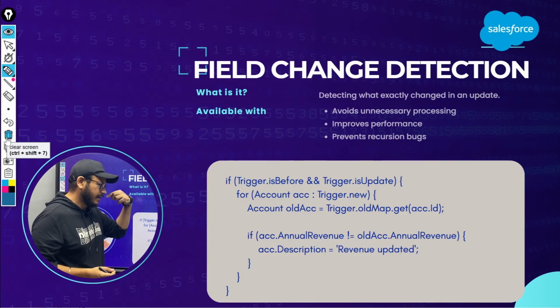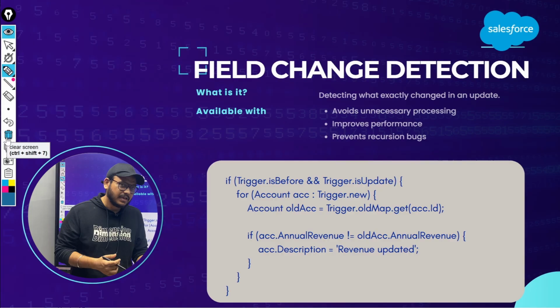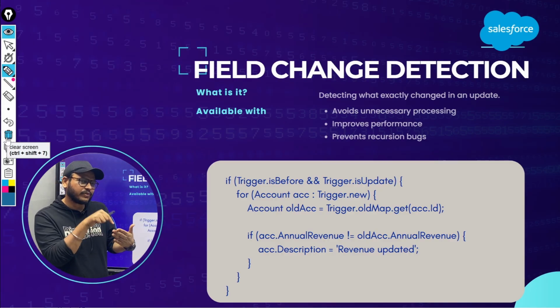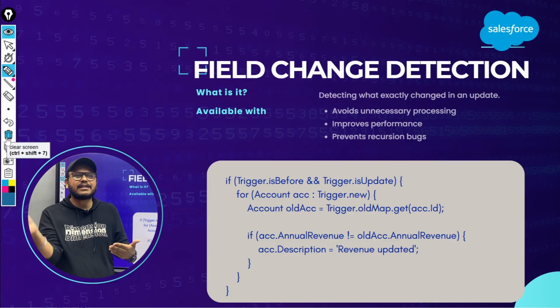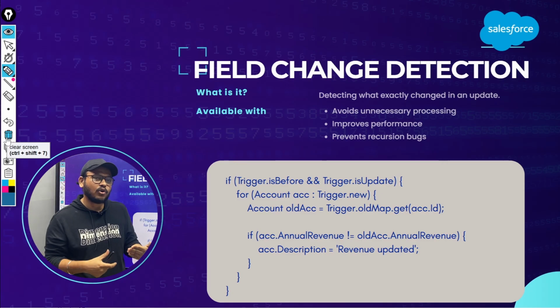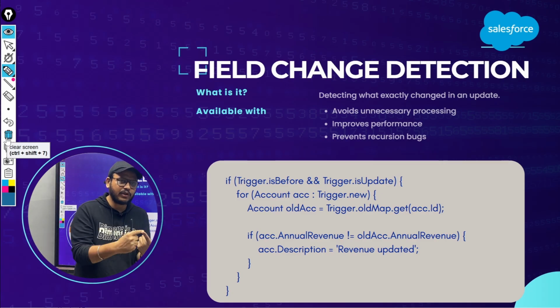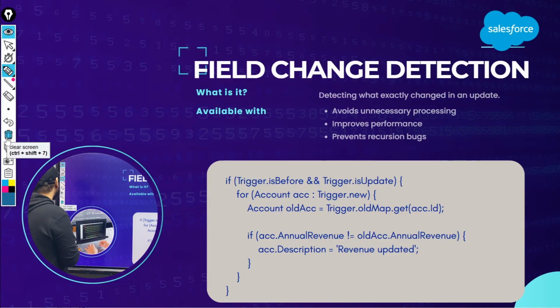That is where the concept of Trigger.newMap and Trigger.oldMap becomes very useful. You can iterate through Trigger.new, and on a specific record you can use the ID of that record to retrieve the old value, and then compare whether the new value and old value are the same or not.